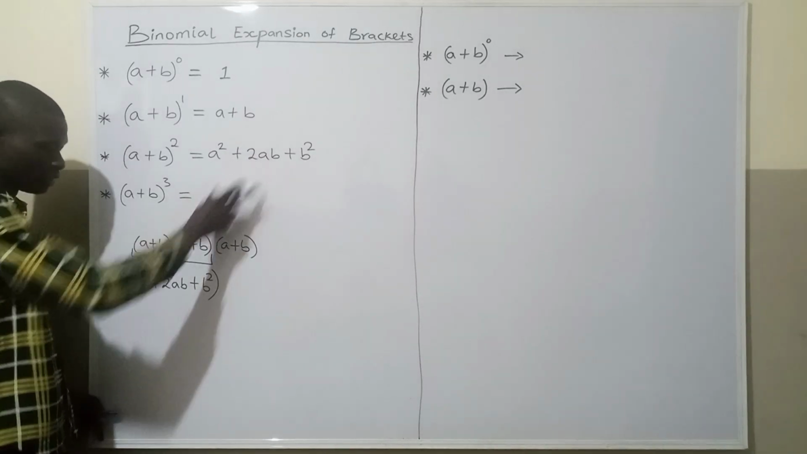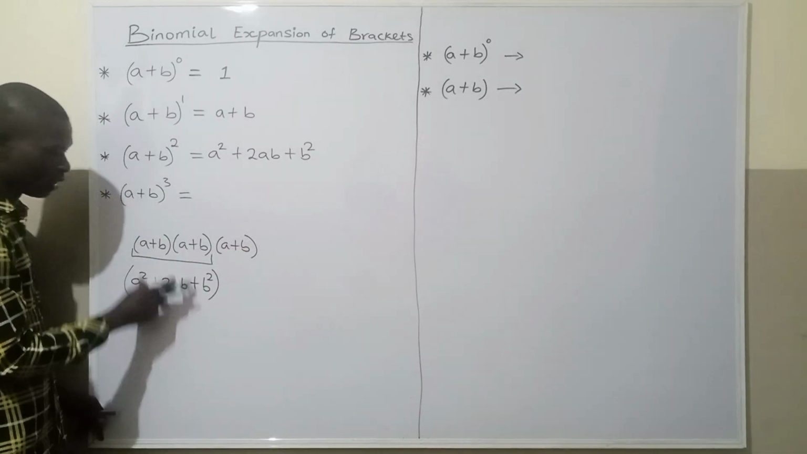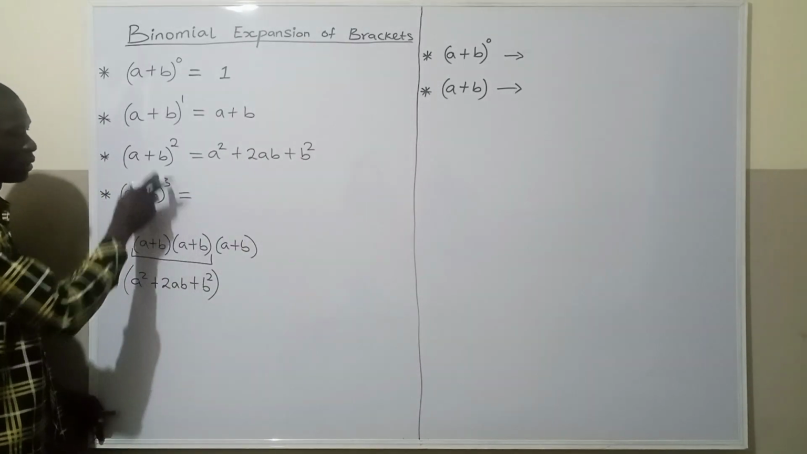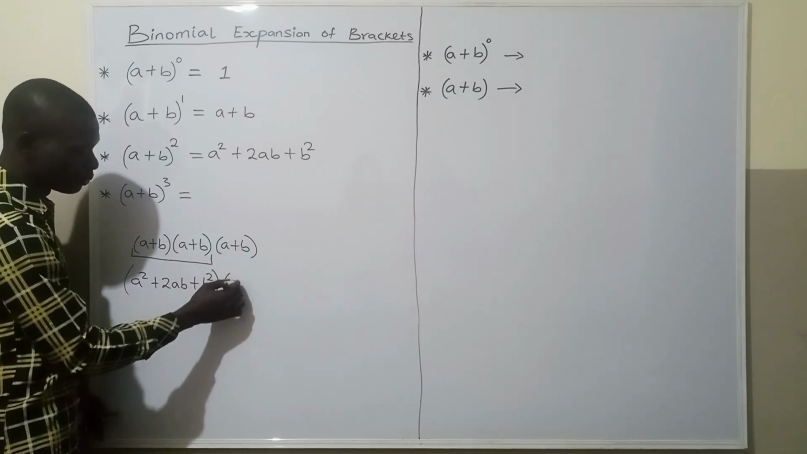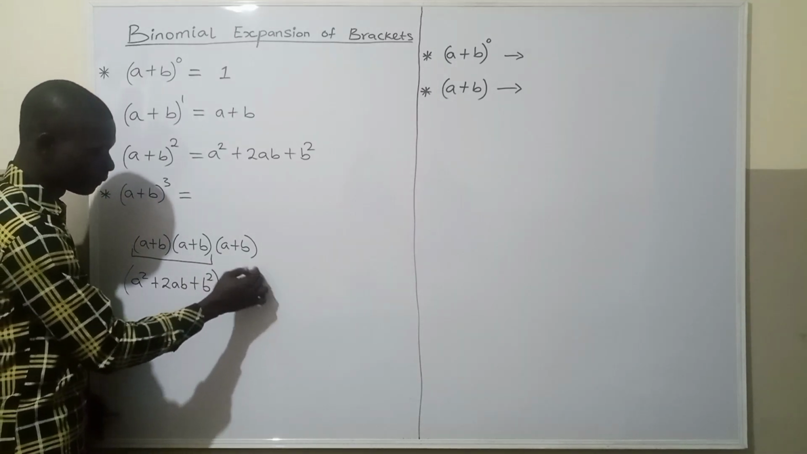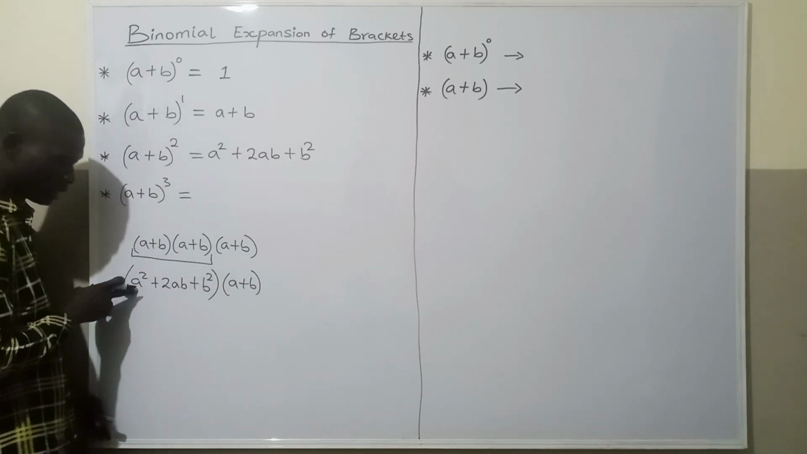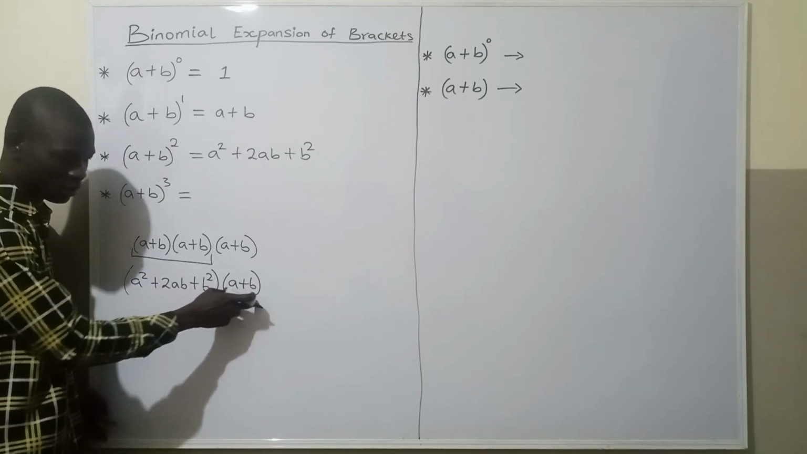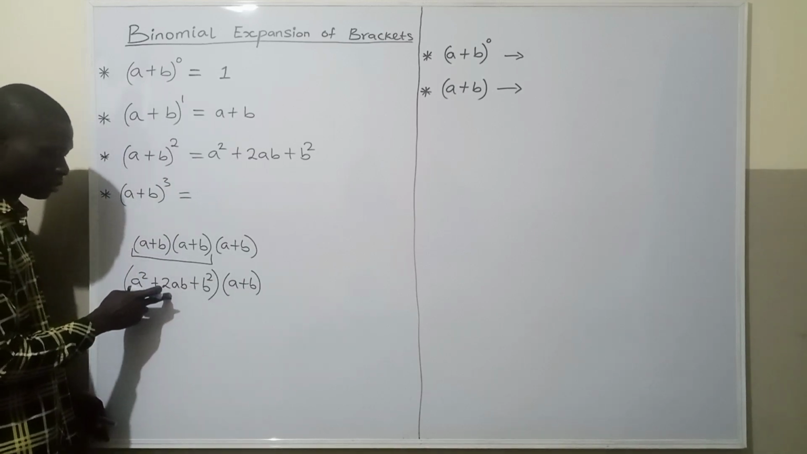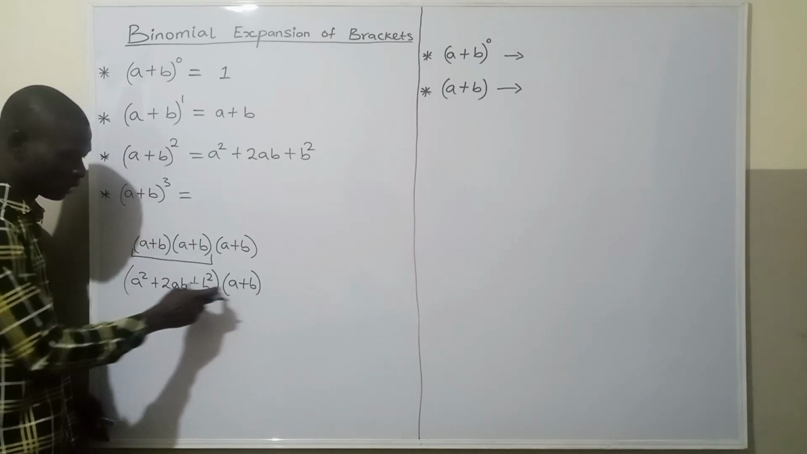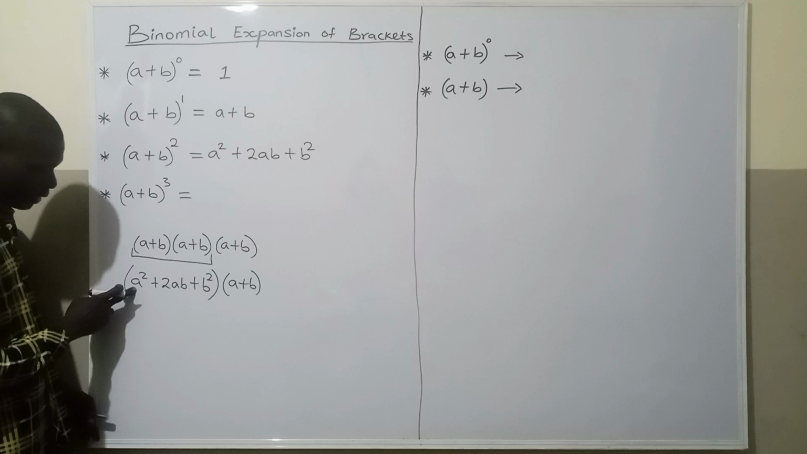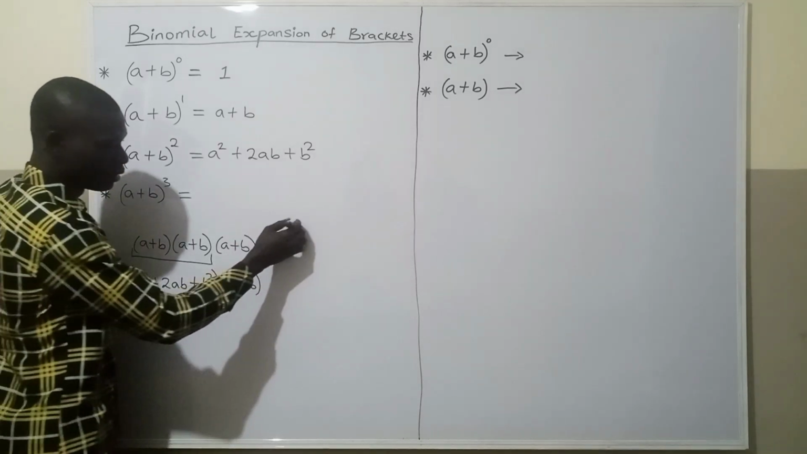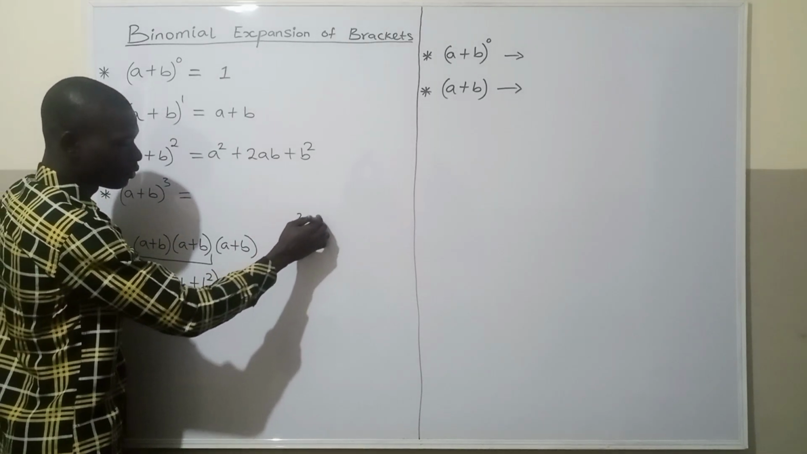What I have here is just what I've transferred down here, representing these first two brackets. Now the next thing is to multiply by the content of the third bracket, which is a plus b. We are going to use this a squared first of all to multiply the contents of this bracket, use 2ab also to multiply the content of the bracket, and finally use b squared to multiply the content of this bracket.